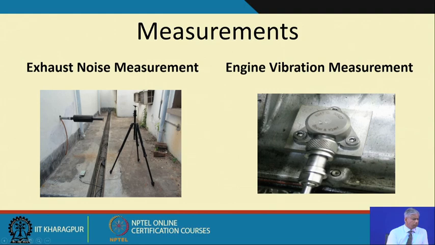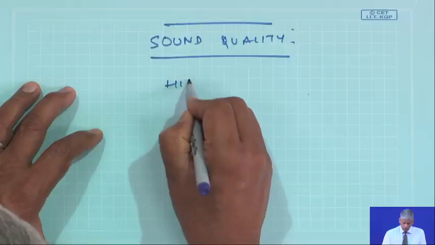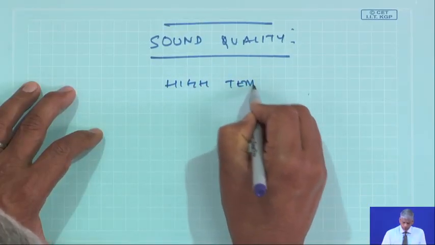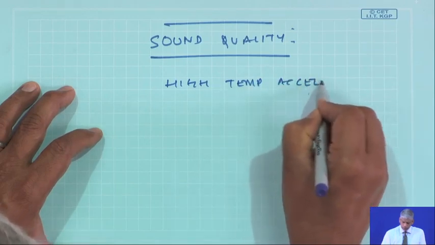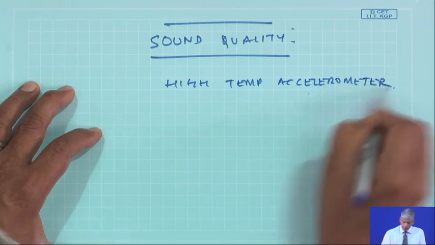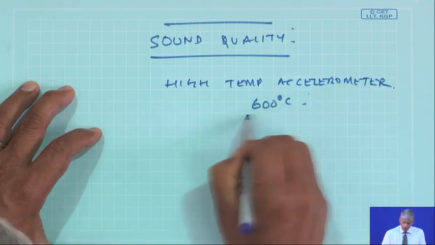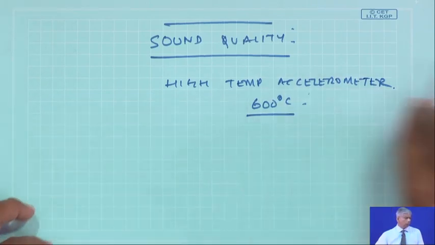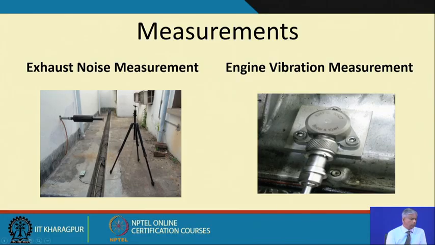And in this particular example, we did not measure the cylinder pressure, but rather measured the engine vibration by a high temperature accelerometer. By the way, this accelerometer is very costly, and you can measure all the way up to 600 degrees Celsius using such an accelerometer. And you can see, because of the high temperature, all these cablings are metallic, sealed in metals.